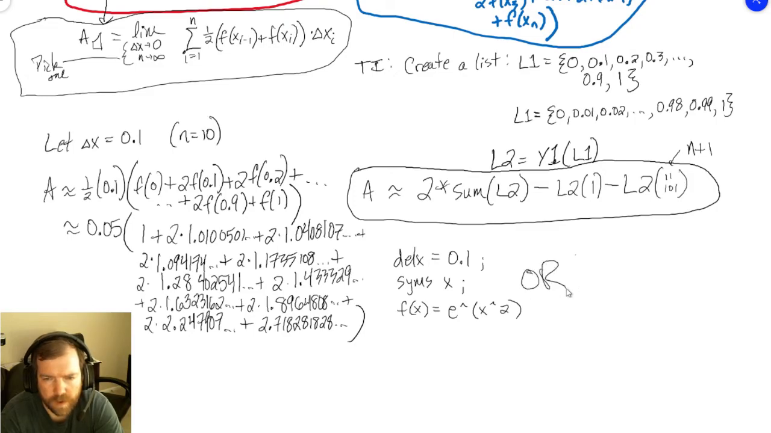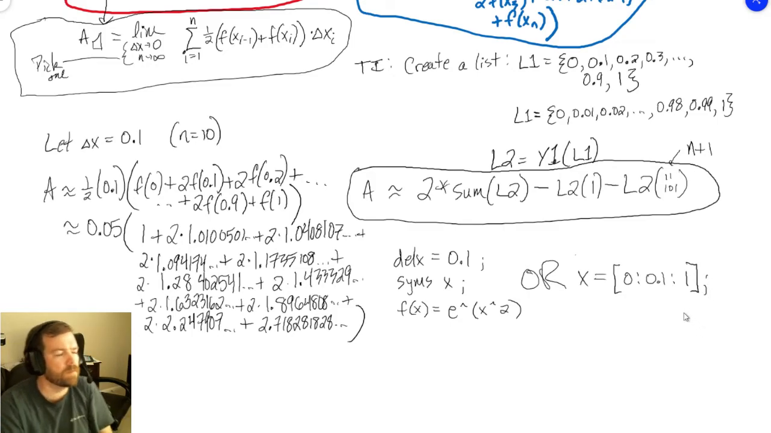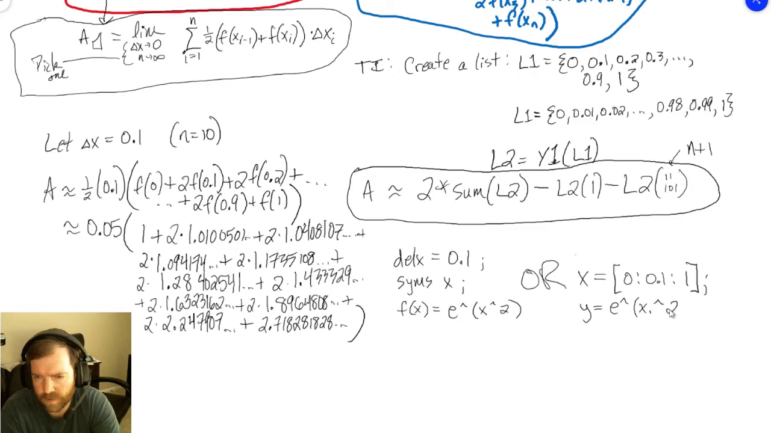Otherwise, x could be equal to, this is where you build out the actual 0 to 1 with step 0.1, colon 1. And then y is equal to e raised to parentheses x dot raised to 2. That should do it.